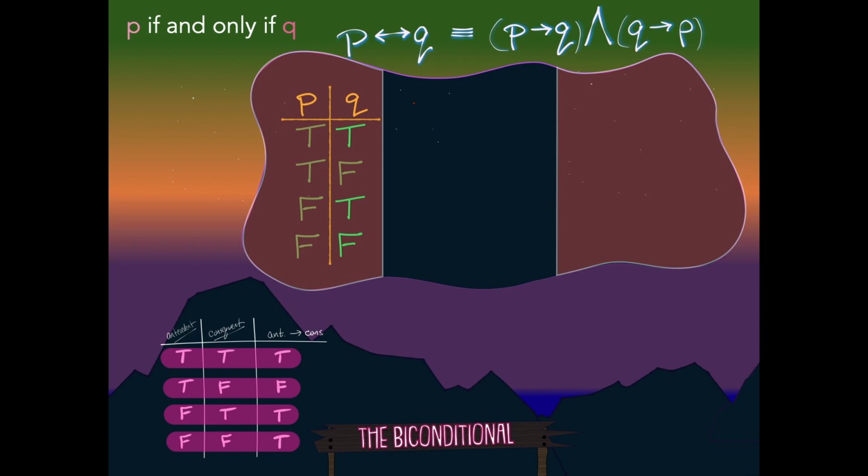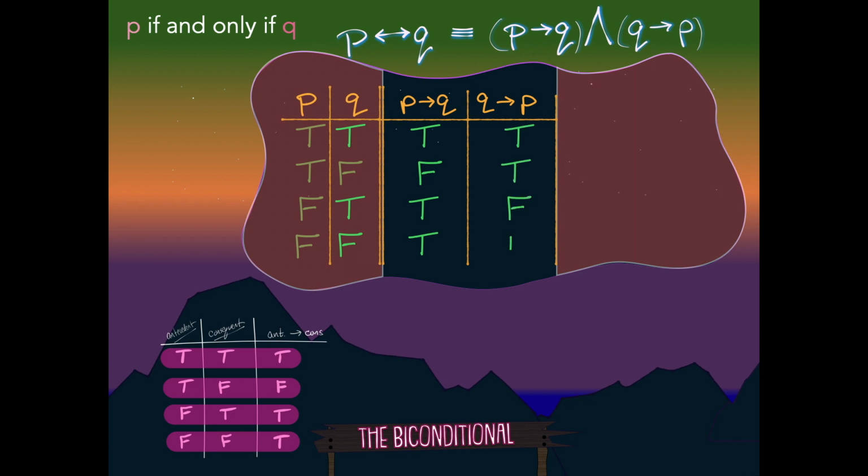Next, we want to do if P then Q. So we know that's going to be true, false, true, true. Next, we know that we're going to have to do if Q then P. So here the antecedent is Q, the consequent is P. So we're looking for Q to be true, P to be false, and that's where it's going to be false. The rest are going to be true.